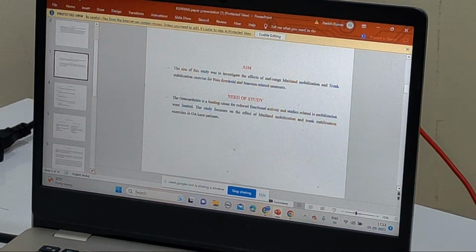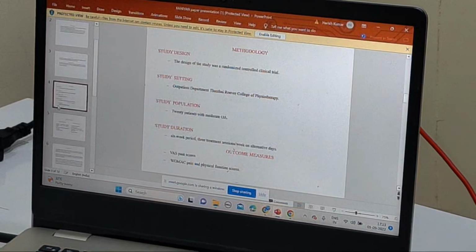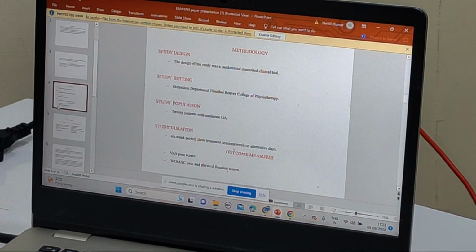Our aim of the study is to investigate the effect of mobilization on pain and decrease the pain for the patient. Many used conventional exercise treatment, and we try to use another therapy technique for improving function in the patient.